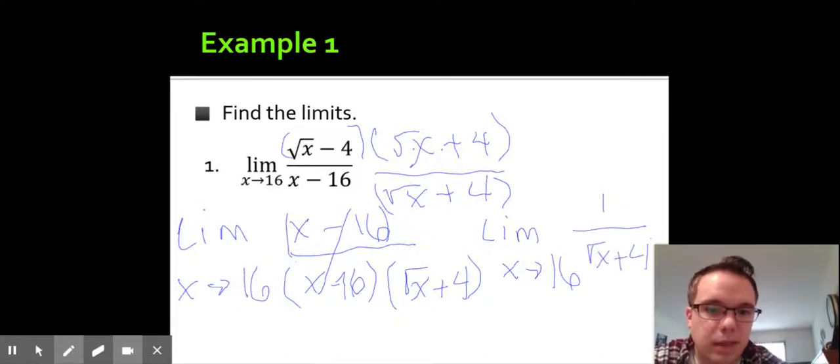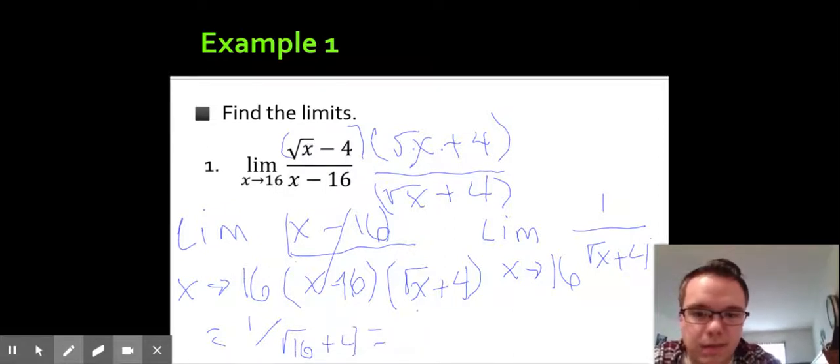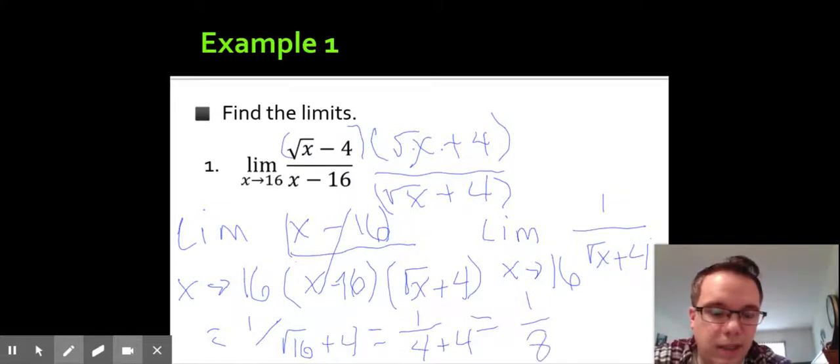So what I'm going to do is just plug that 16 in. So I'm going to get 1 over the square root of 16 plus 4. The square root of 16 is 4, so I'll get 1 over 4 plus 4. And 4 plus 4 is 8. So my fraction is simplified. So as my x goes to 16, this function is getting closer and closer and closer to 1/8.